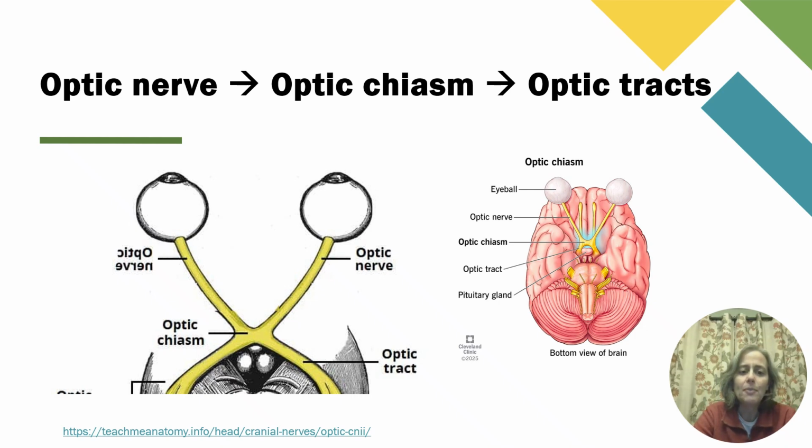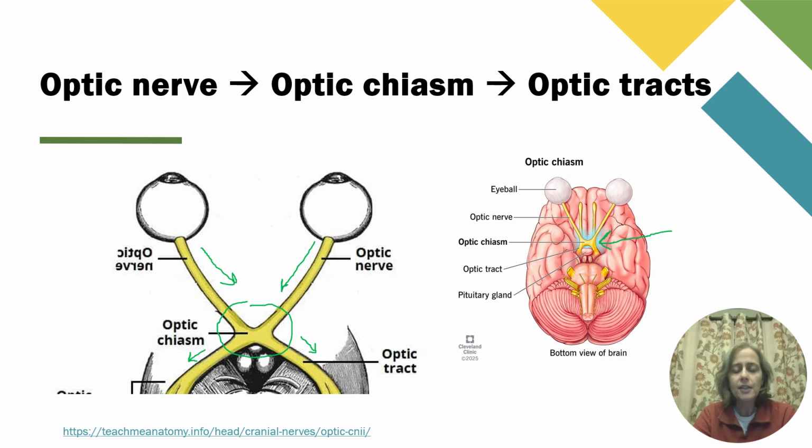We've got 2 optic nerves, one from each eyeball, carrying axons that have action potentials traveling this way. Then there's this X, this kind of crossing that we see, and that's called the optic chiasm. You can also see it over on this diagram here. The other limbs of the X, as it were, that are leaving are called the optic tracts. So the order is optic nerve, then optic chiasm, then optic tracts.